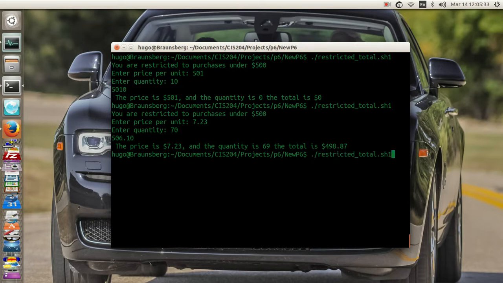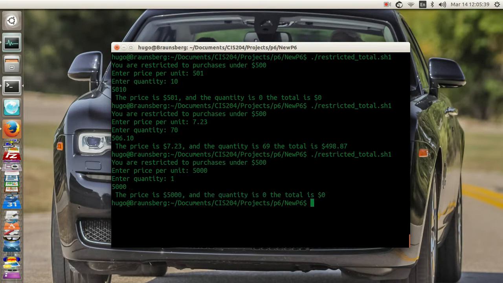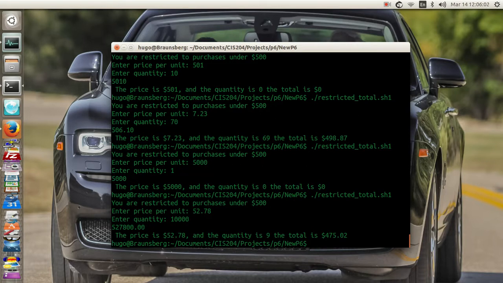Now, let's try this. 5,001. Total quantity 0. Okay. Now, remember how we had that great big long nasty one where it took forever? So let's do this. $52.78. Enter the quantity 10,000. That's a little too many. Hey, this one figured it right out. How did it do that?